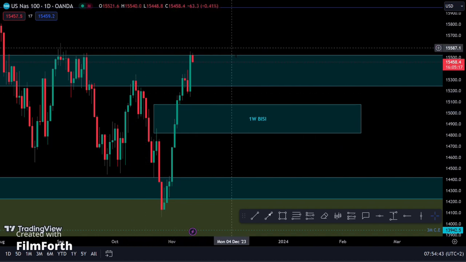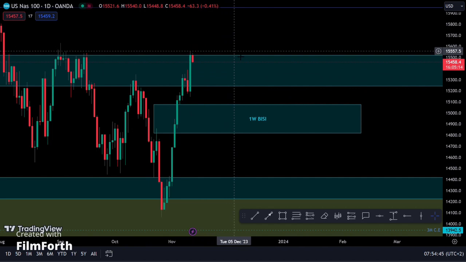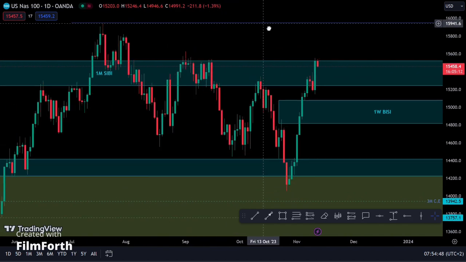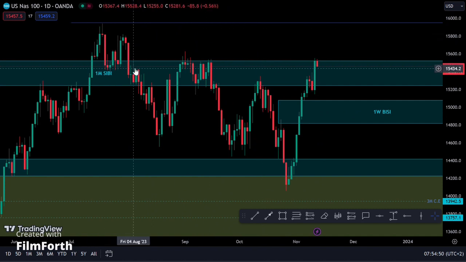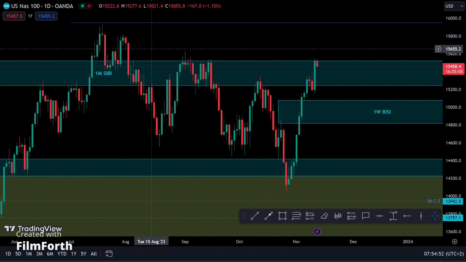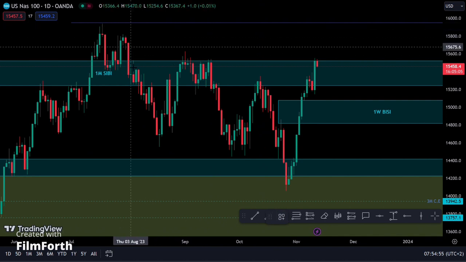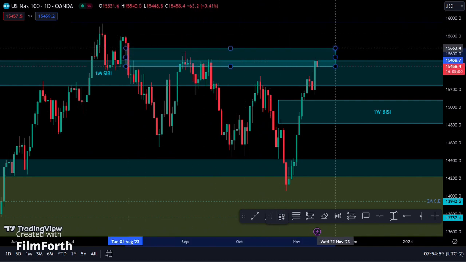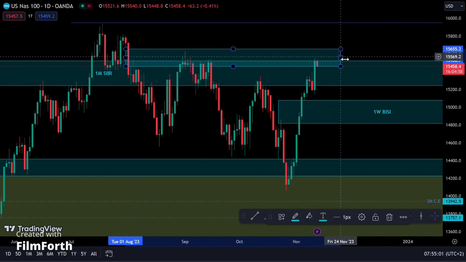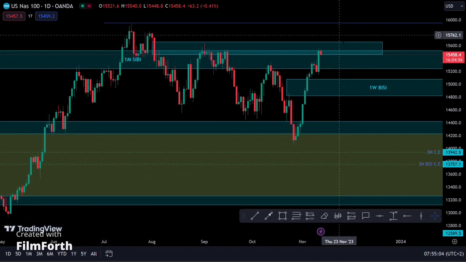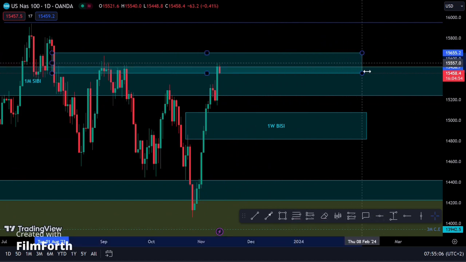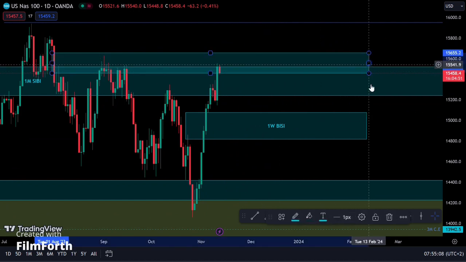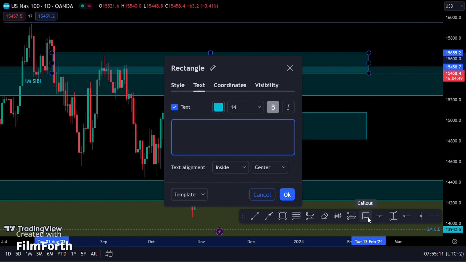So here, high broken, probably. Yes, high broken. Let's see, what are we initially respecting here? There's a SIBI here, a daily SIBI right here that we are respecting, that we're coming back to retest. Daily SIBI.